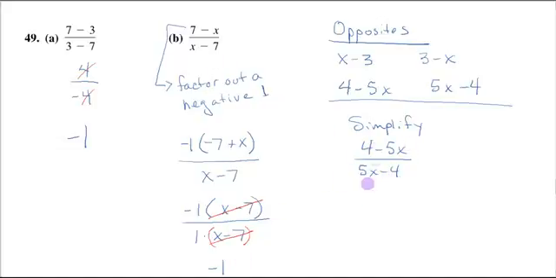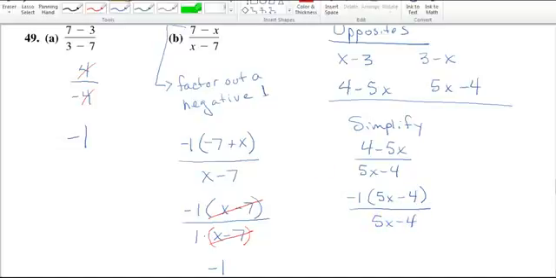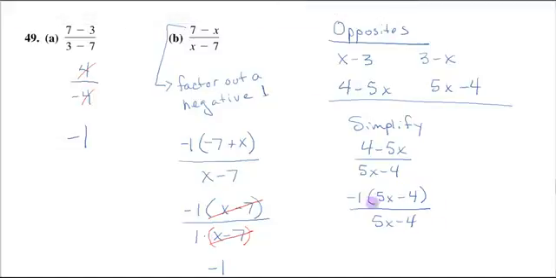Let's factor out a negative 1 here, and I'll go ahead and rearrange. Negative 5x divided by negative 1 is a positive 5x, and a 4 divided by negative 1 is a negative 4. And the denominator is 5x minus 4. Again, we're right where we want to be. We can cancel those factors, and we get a negative 1.